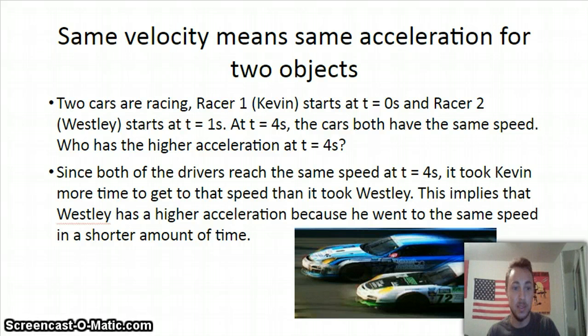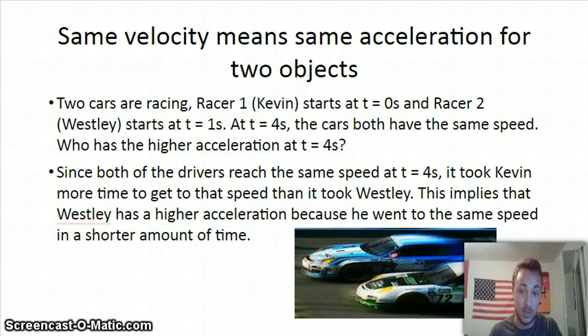A lot of students might believe that because both of the cars are at the same speed at the same time, then they have to have the same acceleration. But since both of the drivers, Kevin and Wesley, reached the same speed at t equals 4 seconds, it took Kevin more time to get to that speed than it took Wesley. This therefore implies that Wesley had a higher acceleration because he went to the same speed in a shorter amount of time. Which brings back the main idea of acceleration, which is that it's the change in the velocity divided by the change in the time.